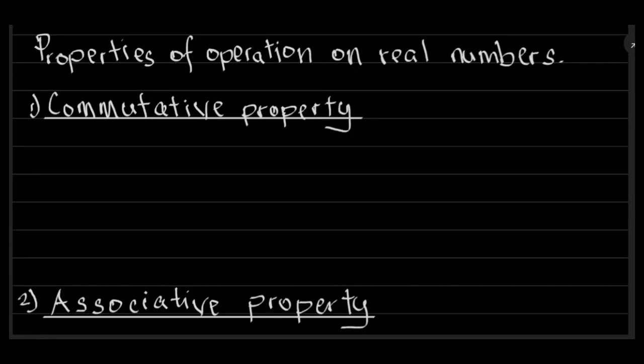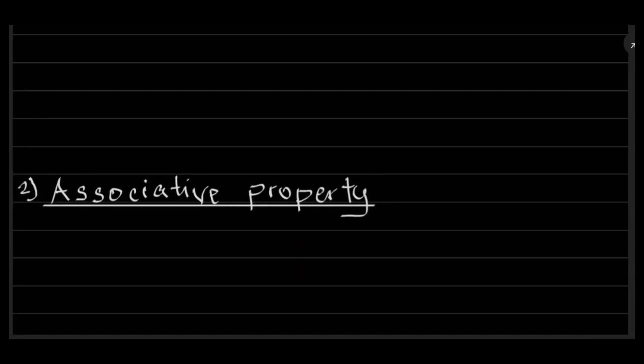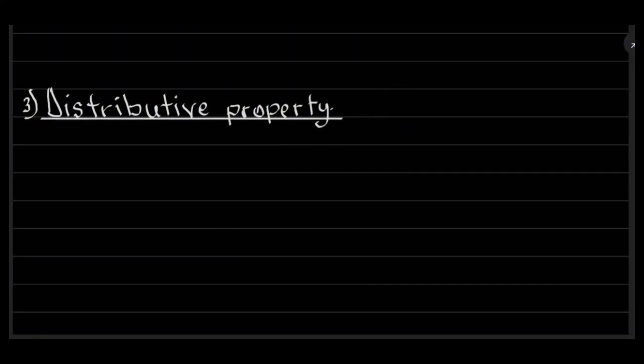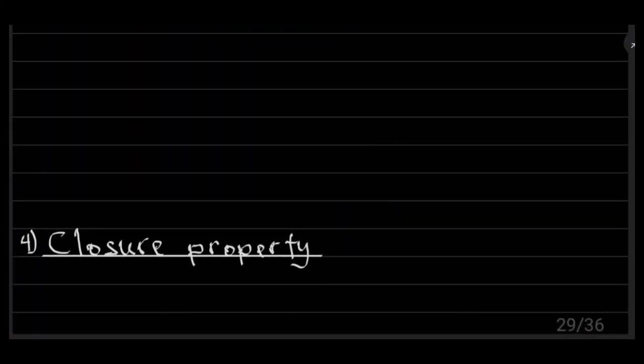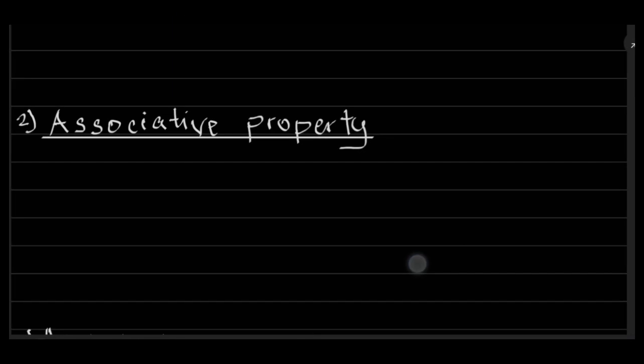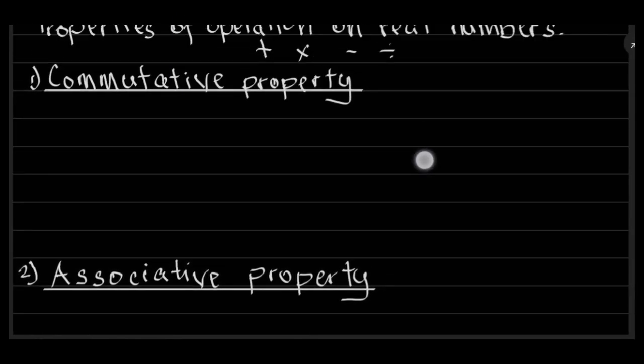Okay, now we are looking at properties of operation. So we'll be looking at 3-4 types of properties. First, we should know that there are major types of properties of operations. The operations we are talking about are addition, multiplication, subtraction, and division. So we'll look at commutative property, associative property, distributive property, closure property. Then we'll also look at a fifth property known as identity property.